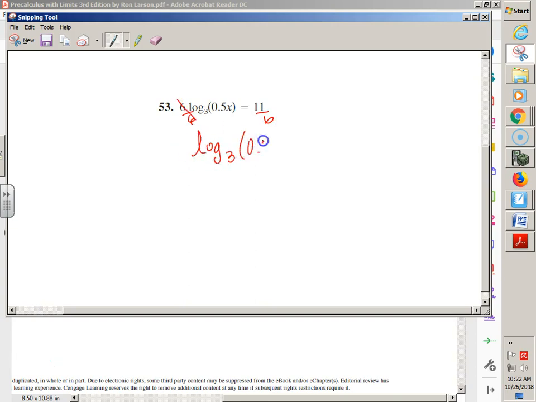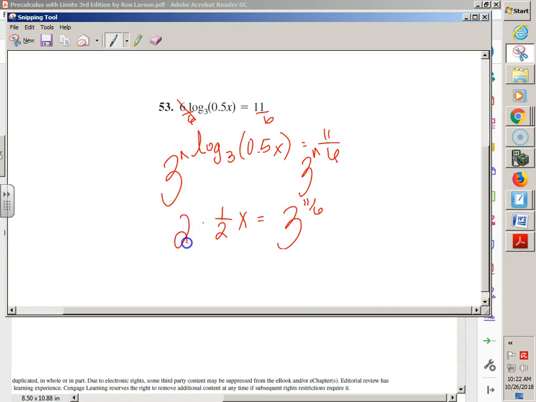How do we undo a log base 3? Three to the power of both sides. Is that okay? So then we have 0.5x. I don't like 0.5, so I'm going to do 1/2 x because it's nicer. Remember, when you do 3 to the power of, it's 3 to the exponent. And so then I would multiply both sides by 2.